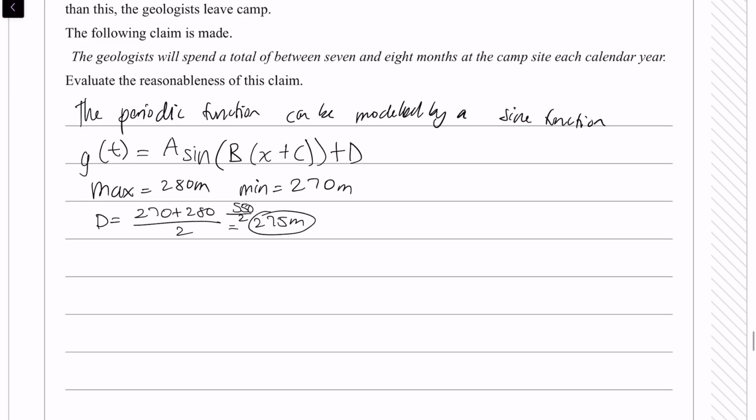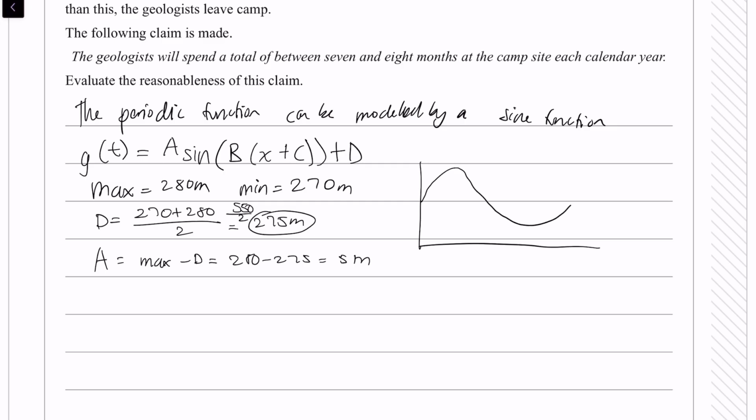So that's pretty easy, I'd say, to know the halfway point. And then our amplitude, we know from that, will be just the max minus the d, which will be 280 minus 275, which is just 5 meters, right? Because if we have a midpoint line, so just drawing a graph here of a sine function, if our midpoint here is that 275 line and we have a 280 max, then we know the amplitude is just going to be 5 meters.